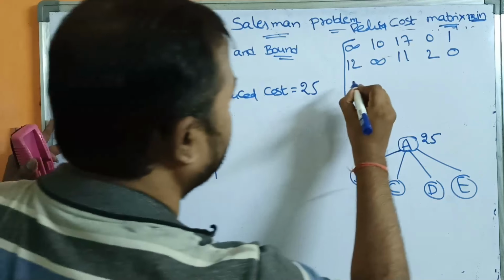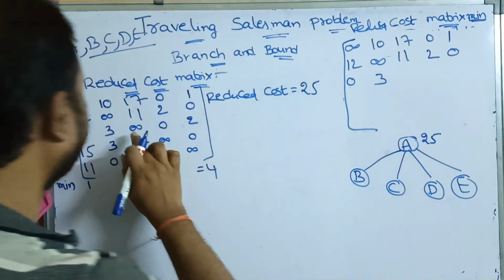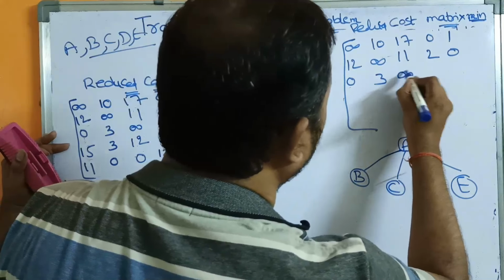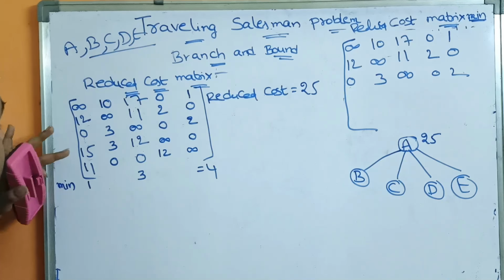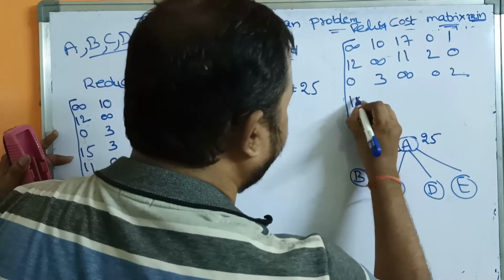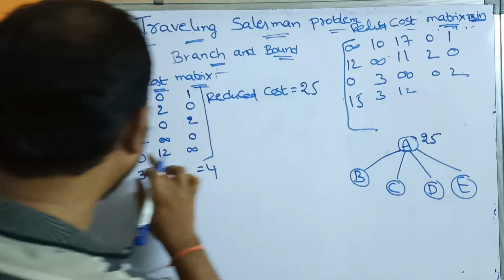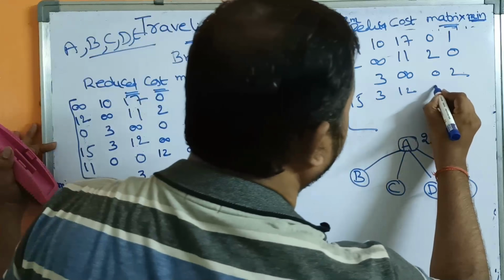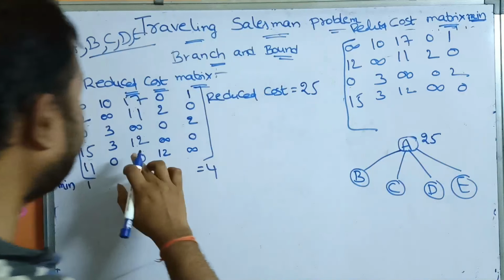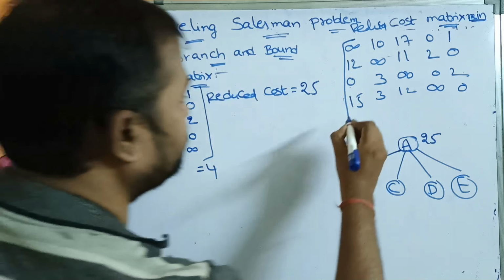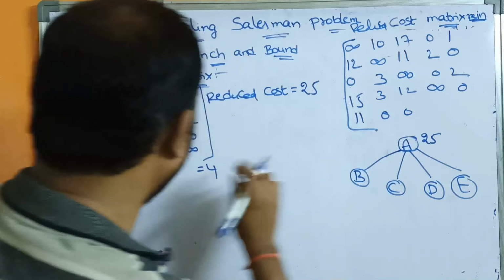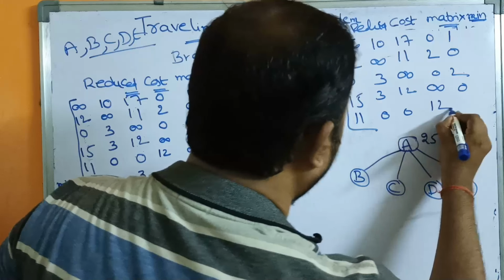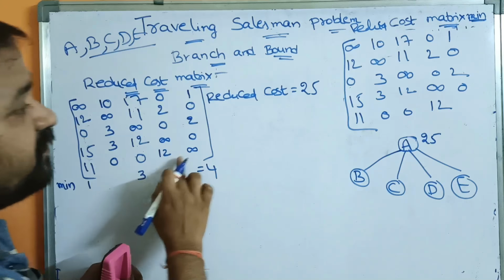Third row: 0, 3, infinity, 0, 2. Fourth row: 15, 3, 12, infinity, 0. Last row: 11, 0, 0, 12, infinity.